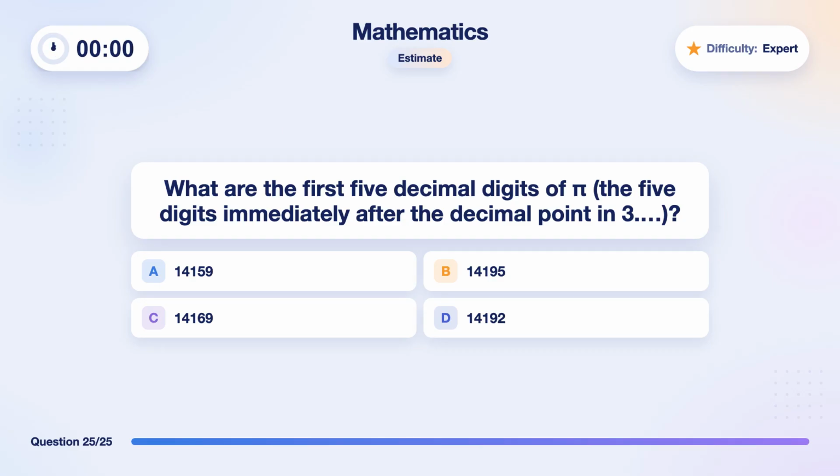Moment of truth. The answer? No doubt, 14159. The mathematical constant pi begins 3.14159265358979, so its first 5 decimal digits are 14159. That is 14159. This is a stable, well-established fact.